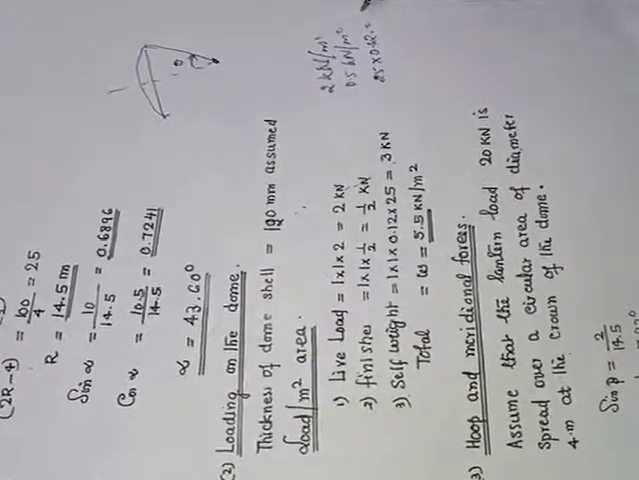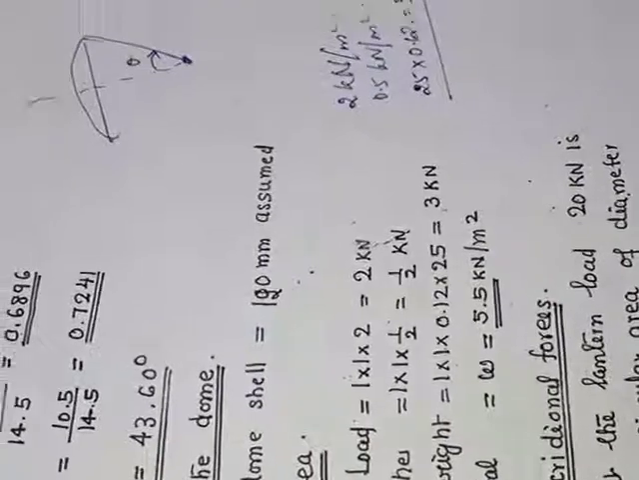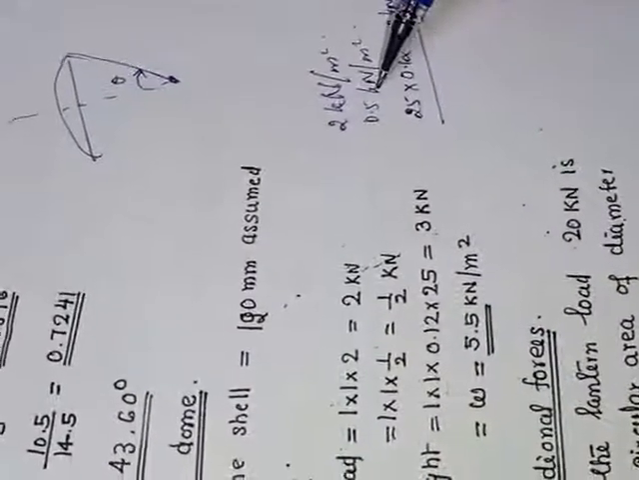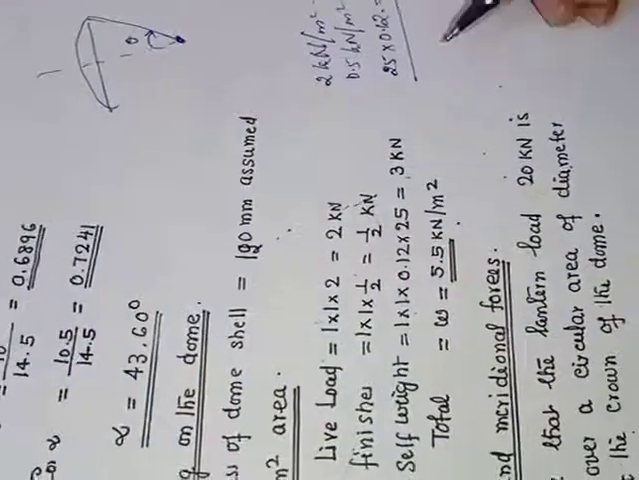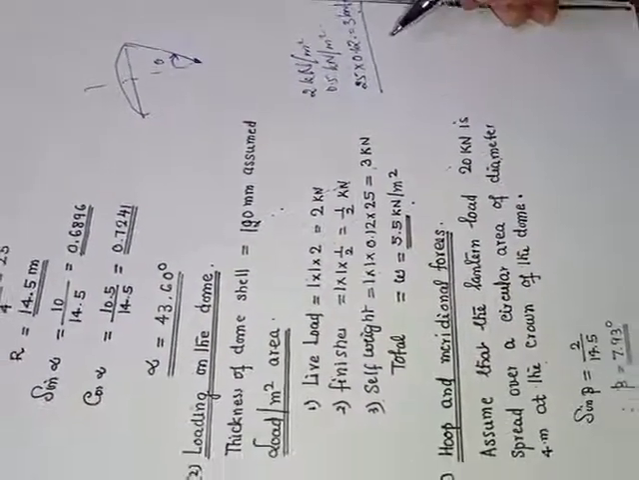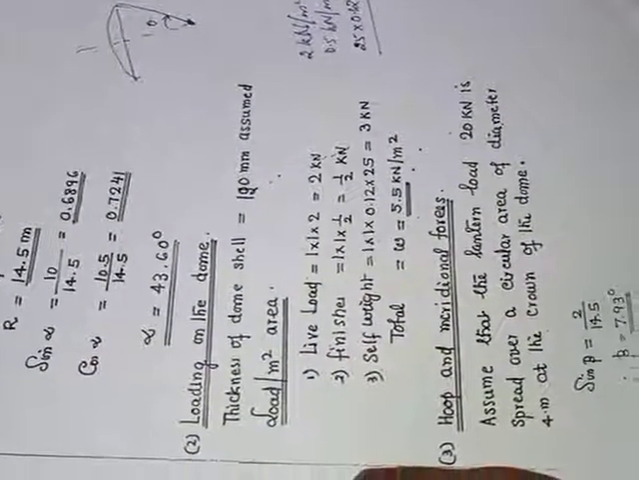So you will get 3 kilonewton per meter square, and the total weight will be the sum of 2.5 and 3. So you will get 5.5 kilonewton per meter square. That is the total UDL which is coming on this dome.